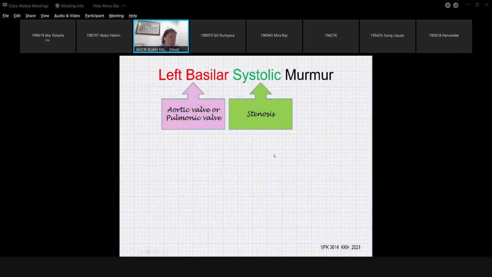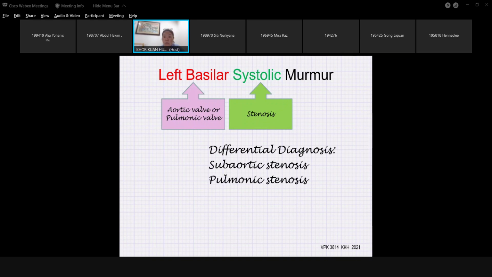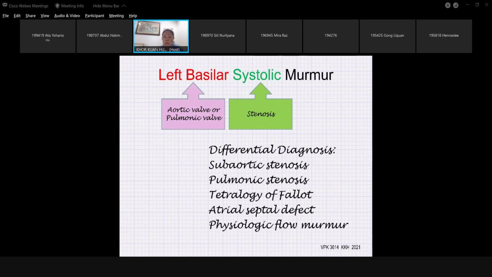All right. Let's move to location and timing. So if you get a left basilar systolic murmur, it means that the problem lies in the aortic or the pulmonic valve. Systolic simply refers to there is a condition called stenosis. So then your differential diagnosis will be subaortic stenosis, pulmonic stenosis, tetralogy of Fallot, atrial septal defect, and sometimes a physiological flow murmur, which means anemia.